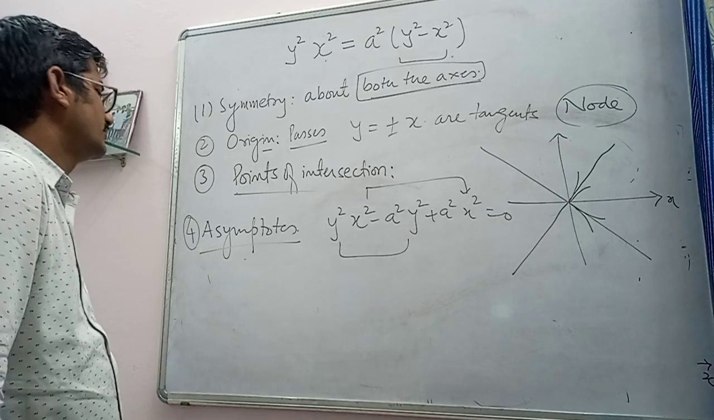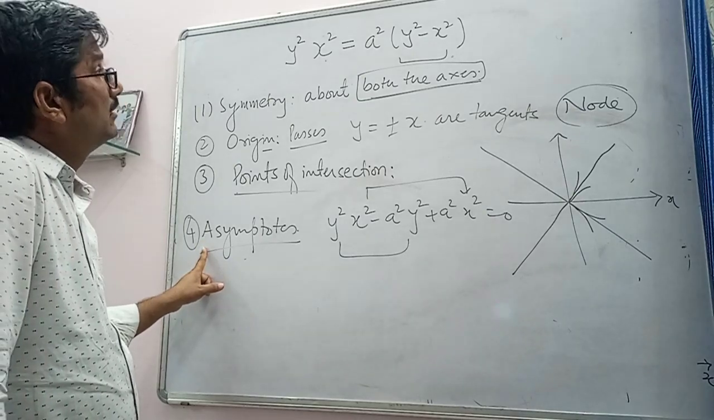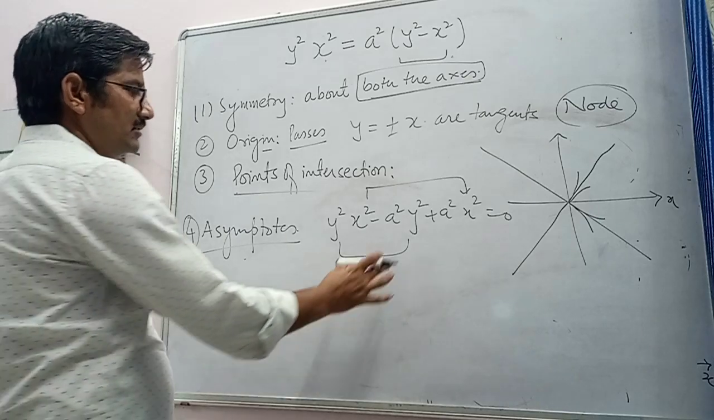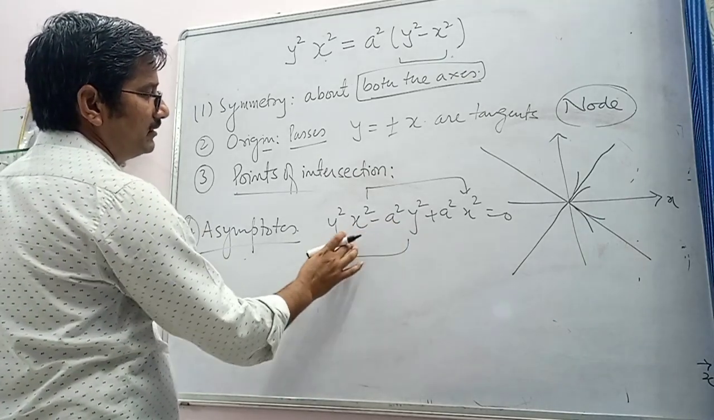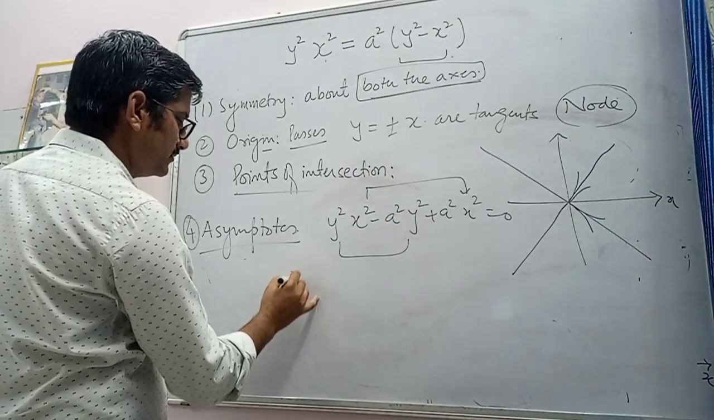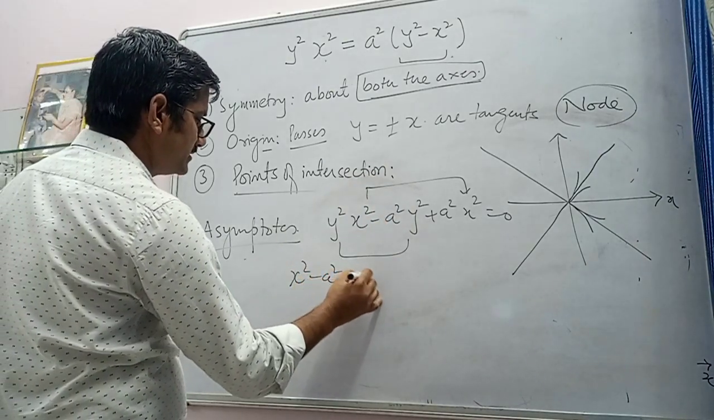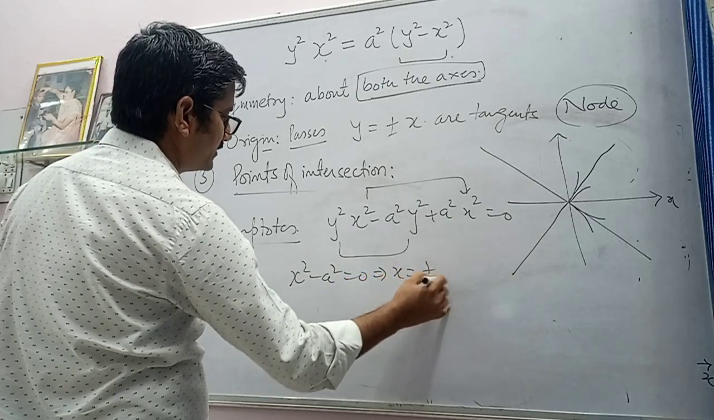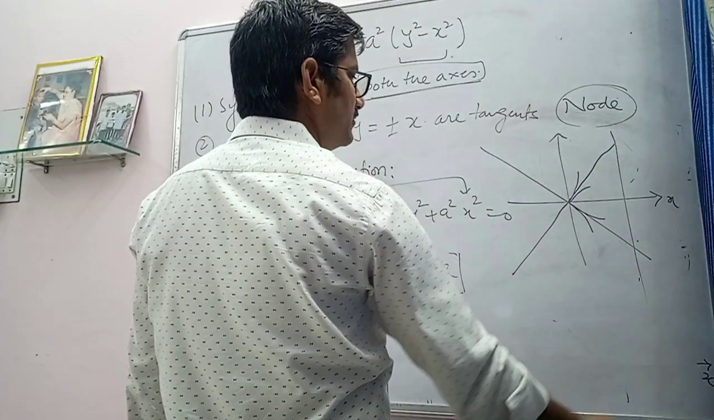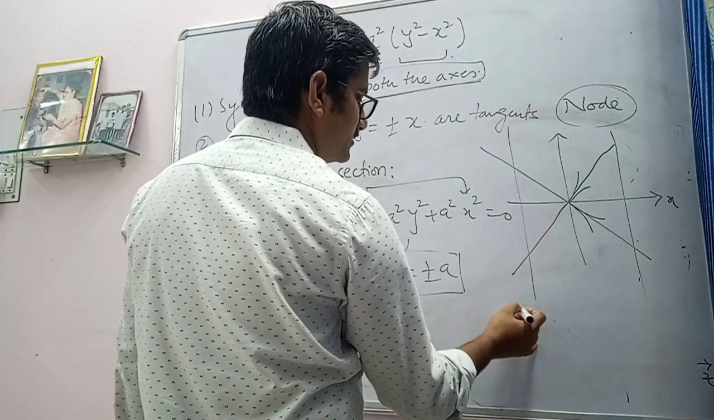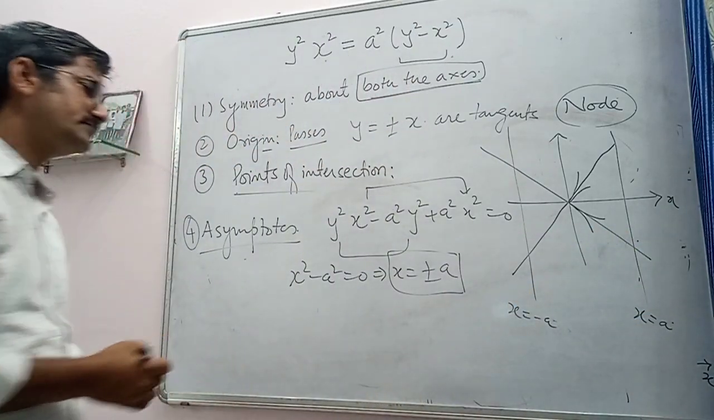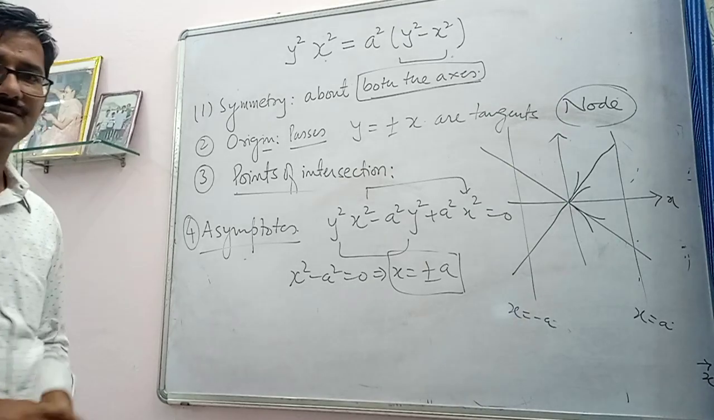Next is asymptote. So in this curve, we can bring all the terms to the left hand side and then equate to 0 the coefficient of the highest powers of y, to find the asymptotes parallel to the y-axis. So x square minus a square is 0, x is equal to plus minus a. X is equal to plus minus a means x is equal to a is this, and x is equal to minus a. These are the two asymptotes.